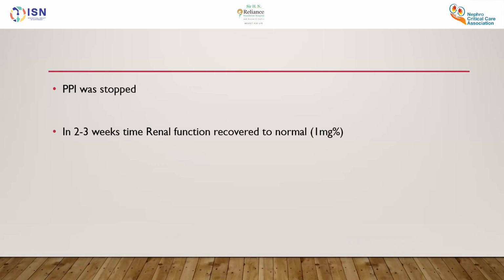Correct. Now, if I was to ask you, how will you confirm that this was PPI induced AIN? How can you do that? One thing, we stopped it and saw the response. Well, it could be anything else that was stopped at the same time that we don't know about. How do you know? How can you confirm? Is there any way in the world you can confirm that this was PPI induced AIN? I'm not very sure. Anybody else? How can he confirm?